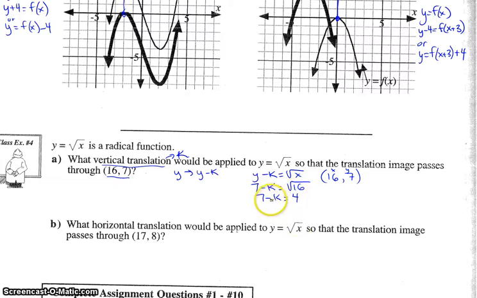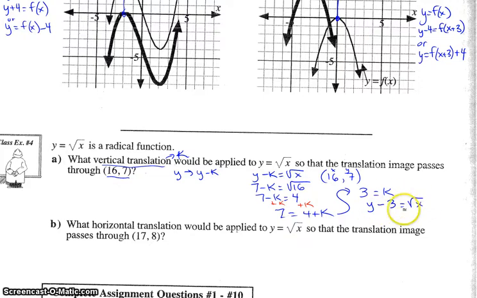Okay, we're going to isolate k. Now I like k to be positive, so I'm actually going to add k to the other side, so that we then have 7 equals 4 plus k. All right, one more step, subtract 4 from both sides, and we would have 3 equals k. Now let's put that back into our equation there. So it would be y minus, and our k is 3, equals root x.